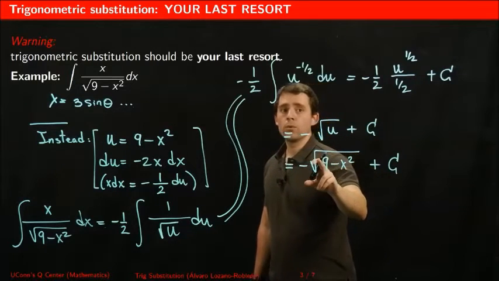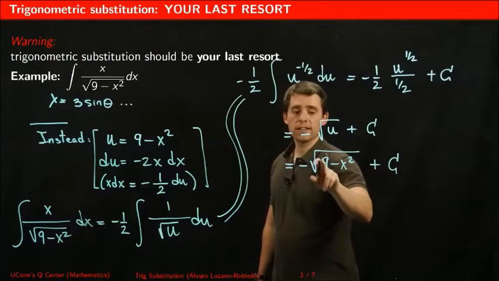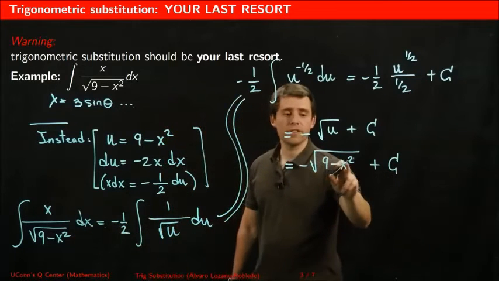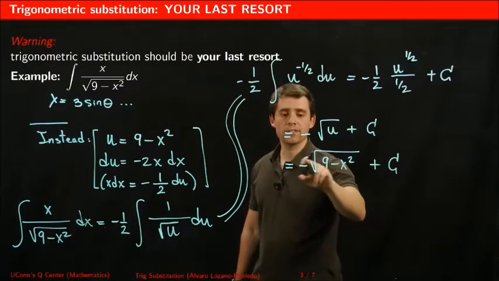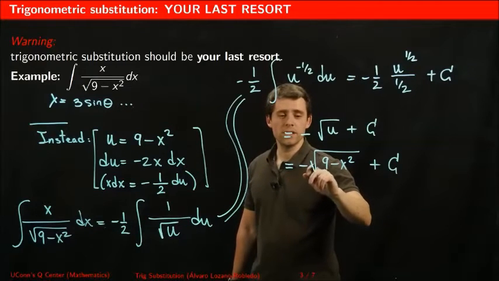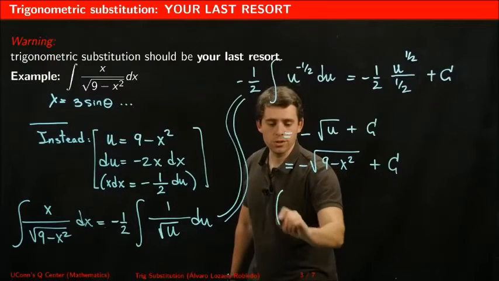You see that that is indeed the case: if I take the derivative of this function, I will get 1 over twice the same square root times the derivative of the inside, which is minus 2x, with the minus coming out. So let me just do it out.